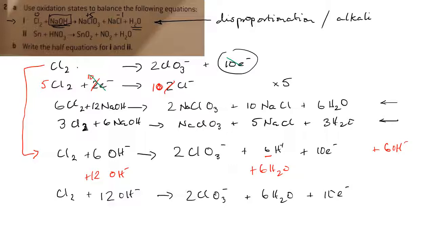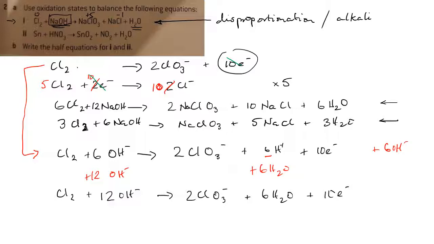You could take half of each of these, so you get half a Cl2 molecule, 6 hydroxide ions, 1 chlorate ion, 3 water molecules, and 5 electrons. Or you could leave it like this. I'm going to leave it like that. Okay, so that is the half equation for 2A part 1.